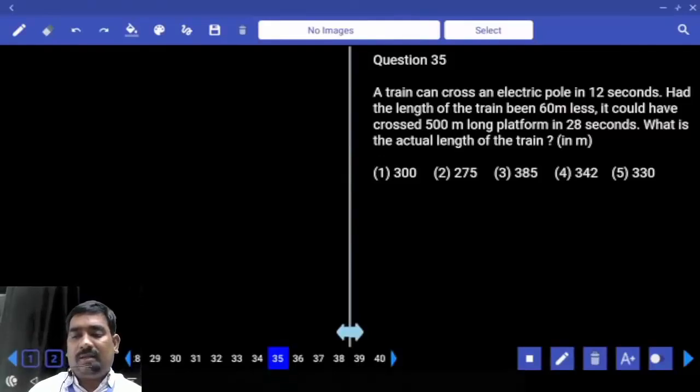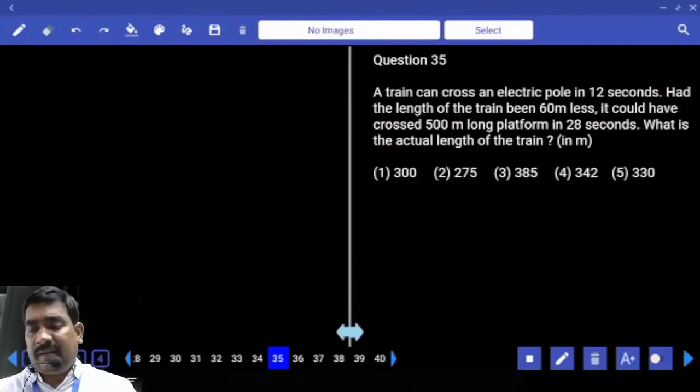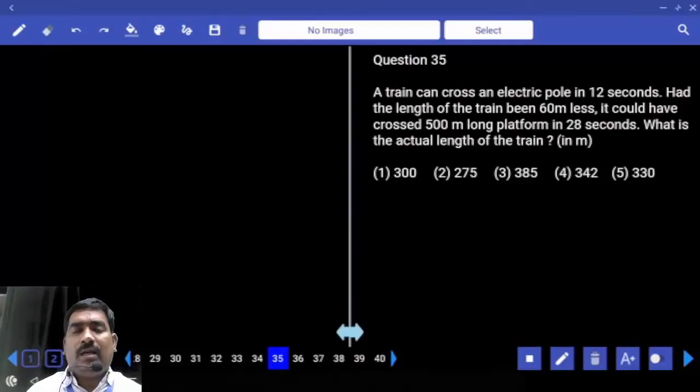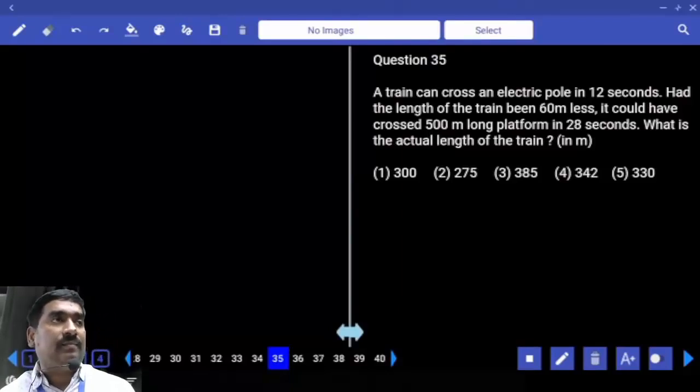A train can cross an electric pole in 12 seconds. Had the length of the train been 60 meters less, it could have crossed a 500 meters long platform in 28 seconds. What is the actual length of the train?